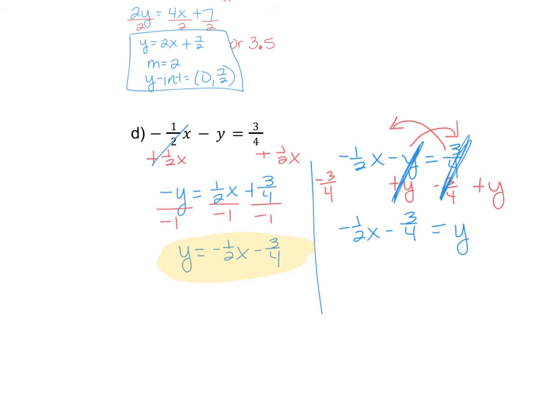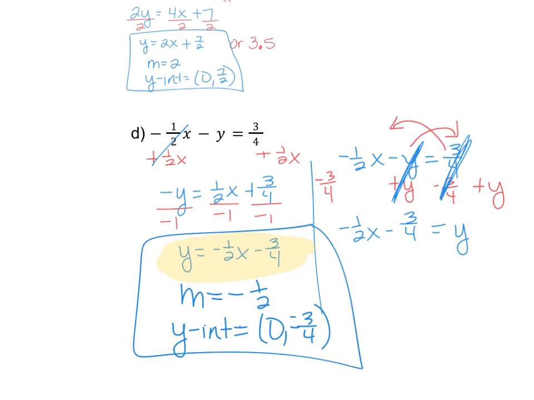It'll work. All right, last thing we forgot, or I almost forgot, you probably didn't, is to find the slope, which would be -1/2, and the y-intercept would be 0, -3/4. Put that negative there. Alrighty.